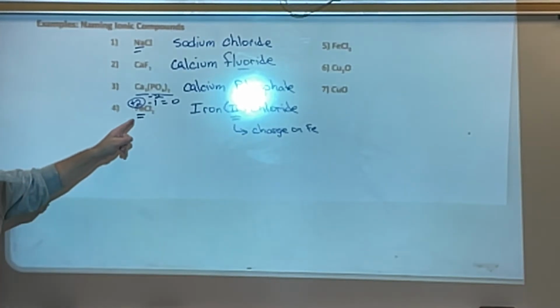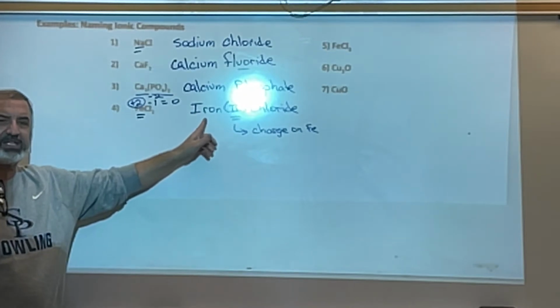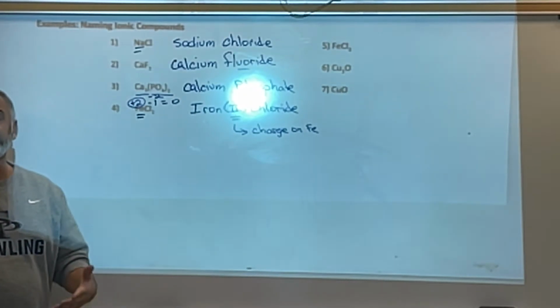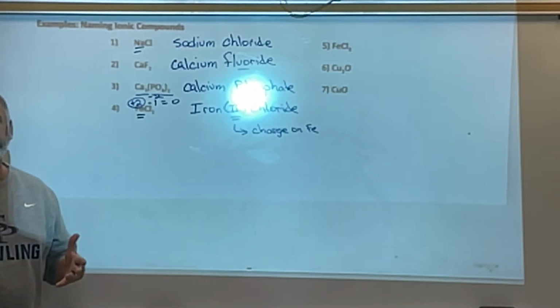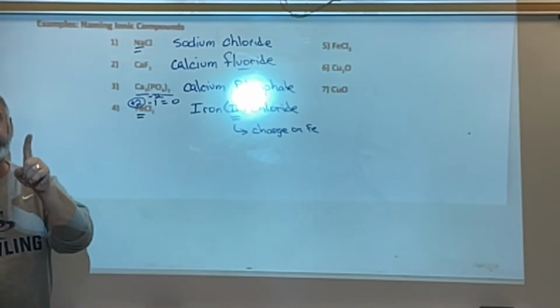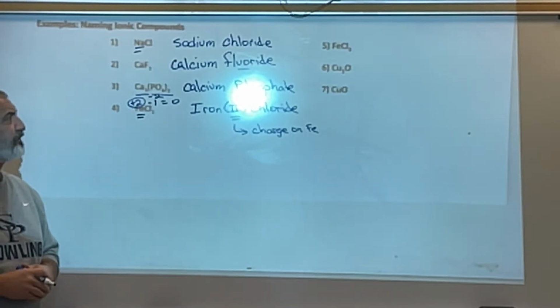Okay, so when the metal has more than one, the only way to know is to look on the periodic table. That's why I give it to you. So you've got to take time. You don't just guess whether it has more than one or not, because some of the transition metals only have one, so you would not use a Roman numeral for those.